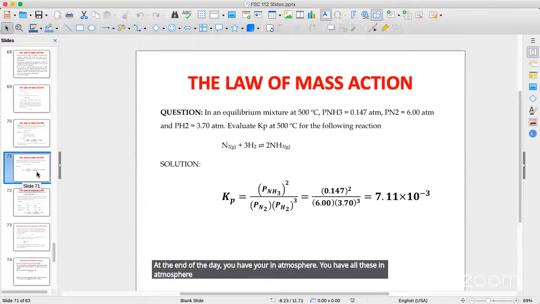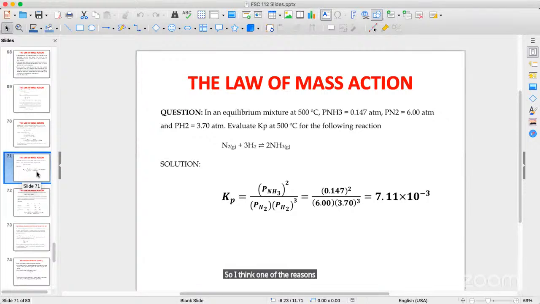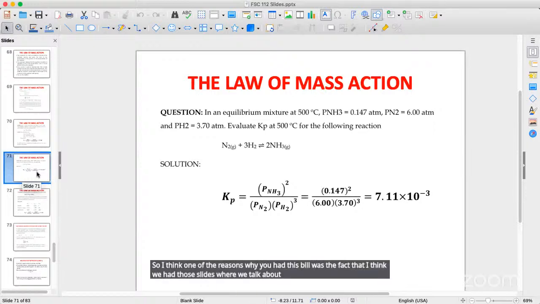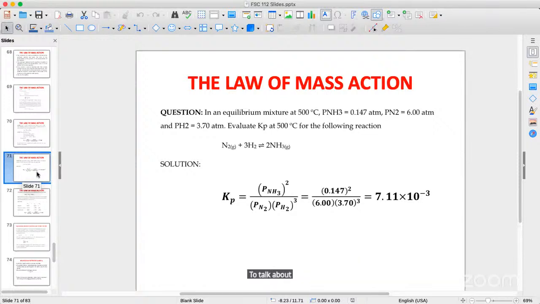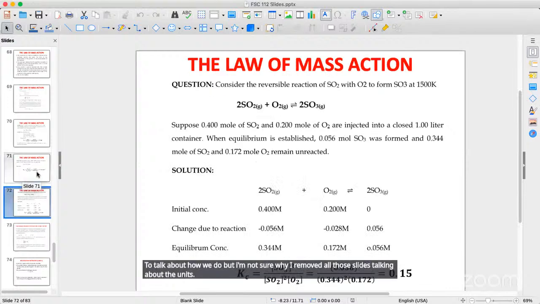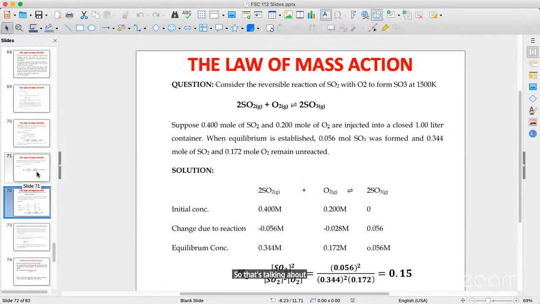In this case now, this is atmosphere raised to power 2 divided by atmosphere raised to power 4. That means this is atmosphere raised to power minus 2. So I think one of the reasons why you had this there was the fact that we had those slides where we talk about the unit. We now use this as an example to introduce the unit, to talk about how we do the unit. But I'm not sure why I removed all those slides talking about the unit. So that's talking about units. So I can come back and take your question.